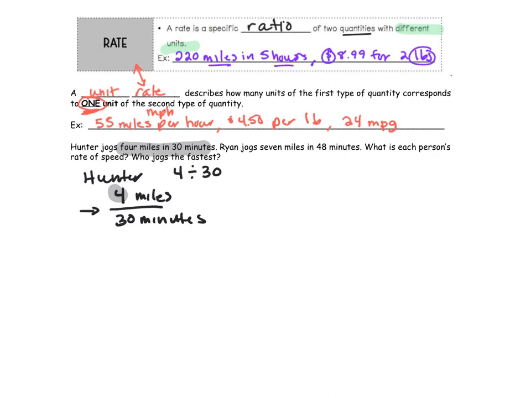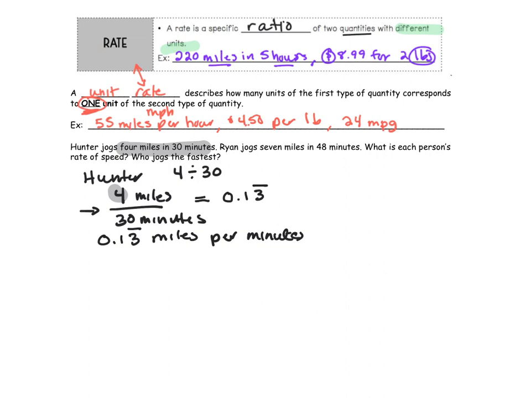So would you take a moment, pause, and do that on your calculator, please? All right, after we divide 4 divided by 30, the answer is 0.13 repeating. And what that means is that Hunter's rate of speed is 0.13 repeating miles. Remember, that's what we started with on top, per minute. And that's known as a unit rate. So we know how fast he's traveled.